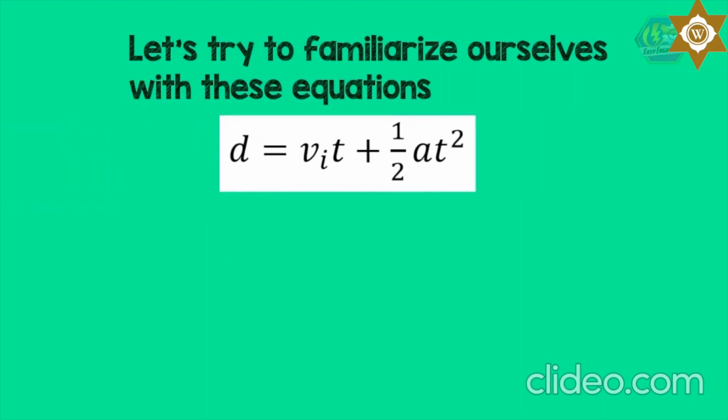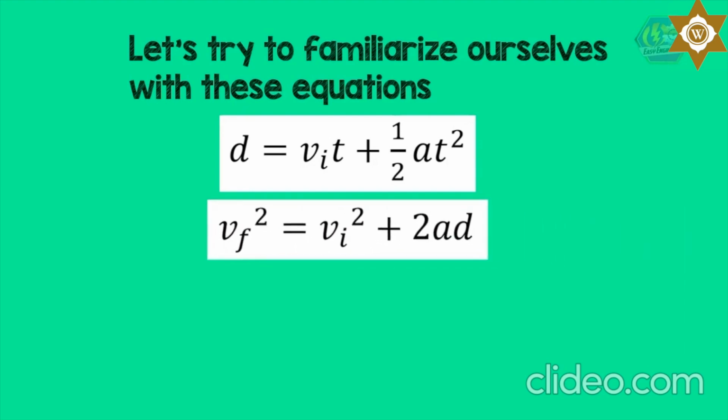In the first equation, the distance d is equal to the initial velocity v sub i multiplied by time t plus 1/2 of acceleration a multiplied by the square of time t. In the second equation, the square of the final velocity is equal to the square of the initial velocity plus 2 multiplied by the acceleration times the distance.